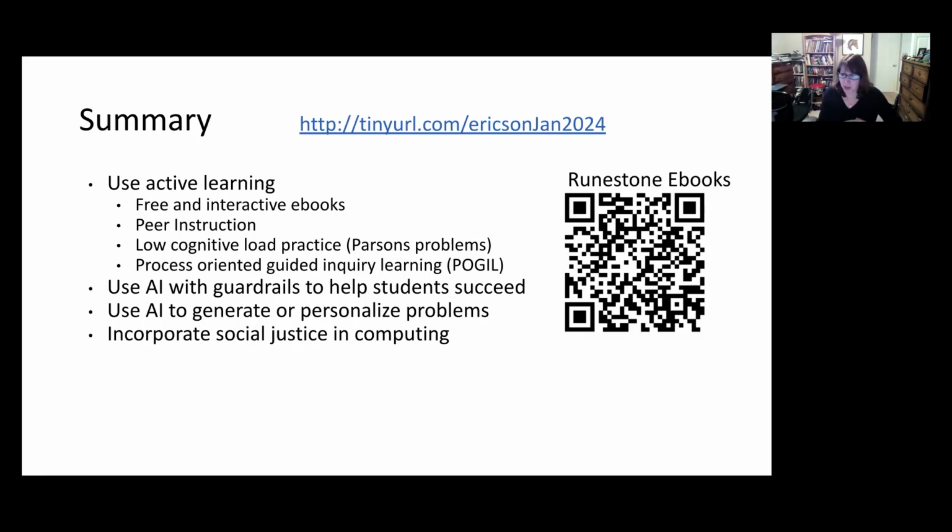Some people asked in the chat about other languages. Yeah, you can do Parsons in any language you want, including English. It doesn't have to be code. And then with AI, we really should provide guardrails so that students don't get hallucinated or incorrect things. And we do see a lot of potential in using AI to generate or personalize problems or add interactivity. And you might want to incorporate social justice in computing.